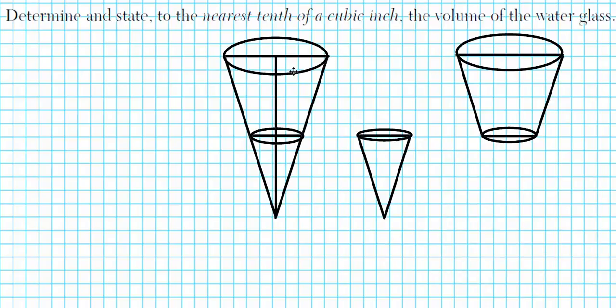So what do we have here? Well, we have the larger cone, we have a smaller cone that was taken out, and then we have the water glass. So we're going to be finding the volume of the larger cone, and then we're going to subtract the volume of the smaller cone. And guess what that gives us? It gives us the volume of the water glass. So all we need are our formulas and the relevant dimensions, basically the height and the radii of the two cones. Then we'll compute their volumes, find the difference, and that will give us the volume of the water glass.